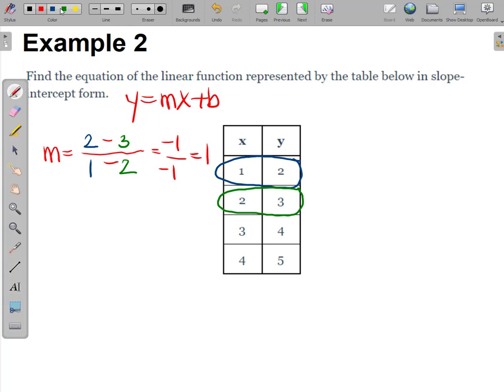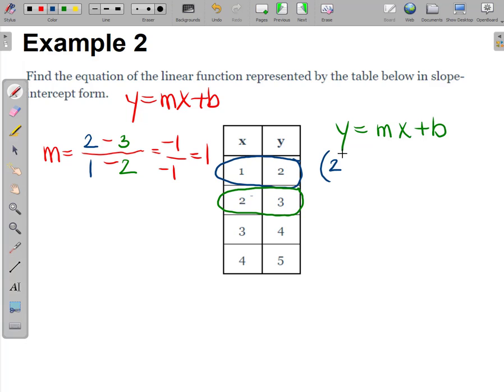All right, next let's go ahead and solve for b. So I have y equals mx plus b. And then what I'm going to do is use the point (1, 2), but again, you can use (2, 3), (3, 4), (4, 5). I just think 1 and 2 are easier.